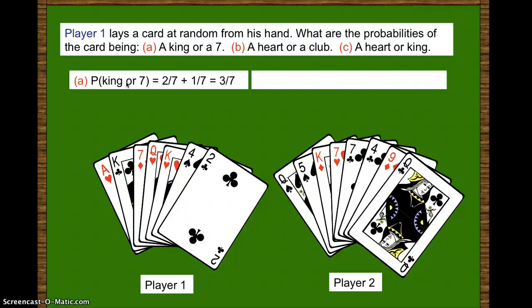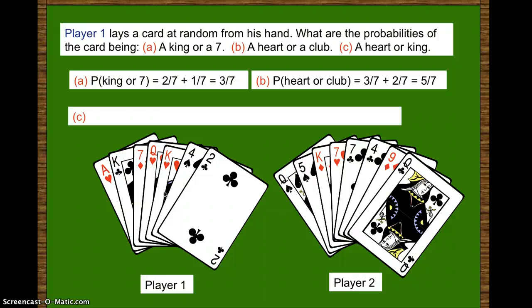Letter B. Okay, remember that you are just looking at player 1. It didn't say player 2, so you're just looking at this. P, heart, probability of heart or club. So it should be 3 out of 7 plus 2 out of 7. Your answer should be 5 out of 7. It's mutually exclusive.